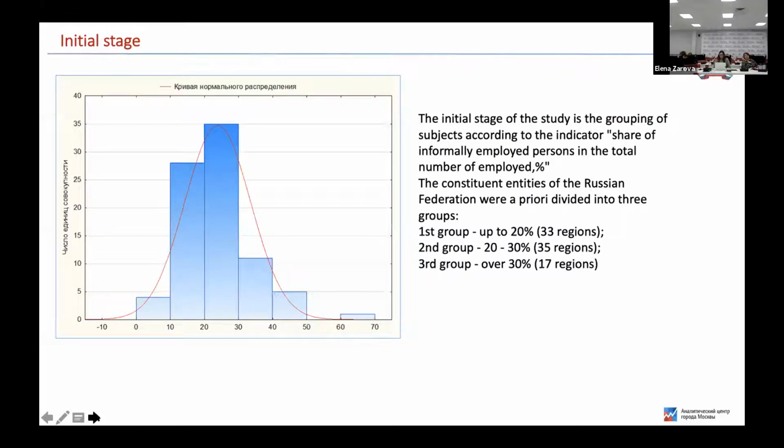But the initial stage was to study this group of subjects and divide the regions into 3 groups. The first group was the group whose share of informality was up to 20%, the second group from 20 to 30, and the third group over 30%.